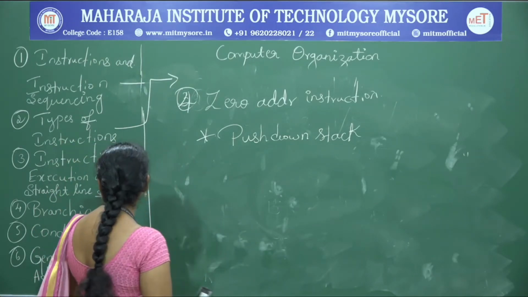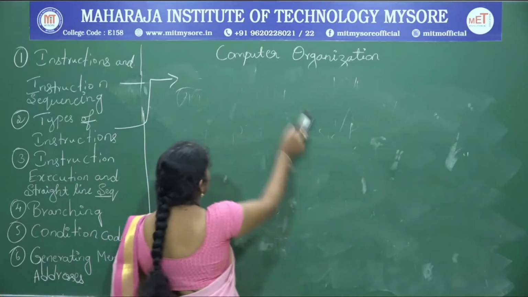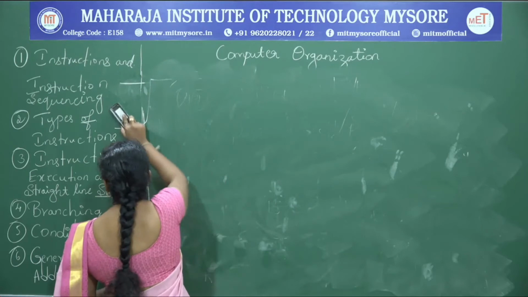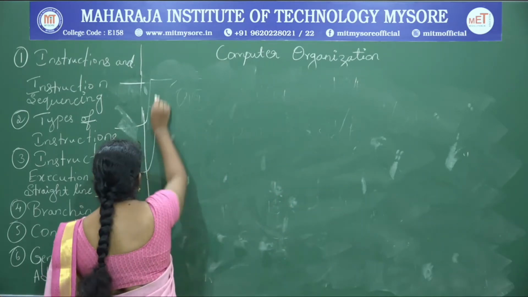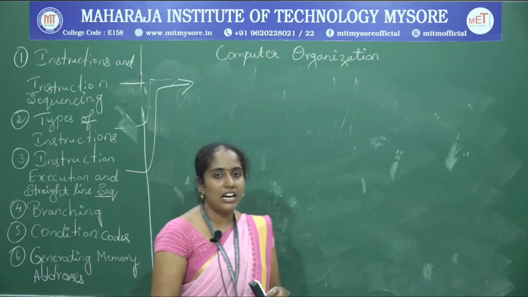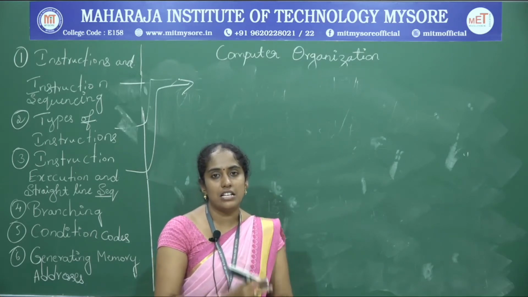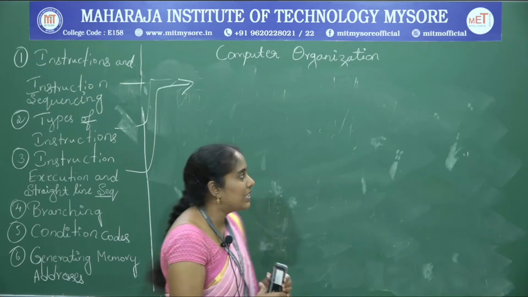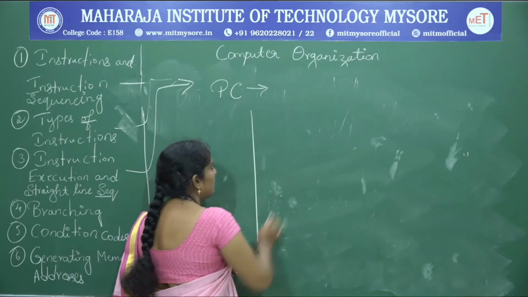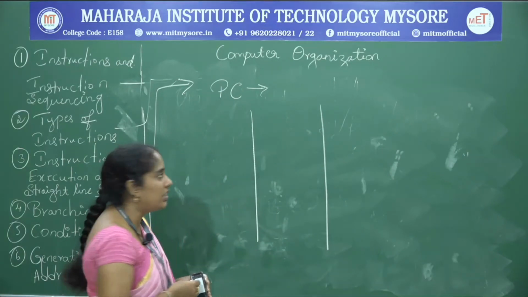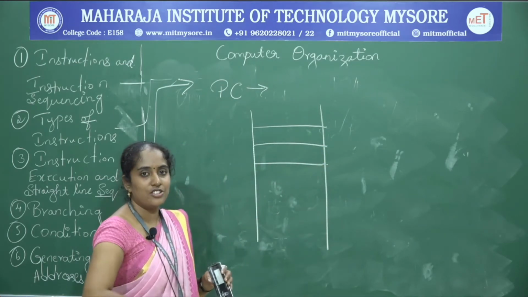Next we will move to the next topic, that is instruction execution and straight line sequencing. What is this? As we know, the program counter always contains the address of the next instruction to be executed. So PC will contain the address. Take an example, this is your memory, and this is the word. Take an example of addition of two numbers.